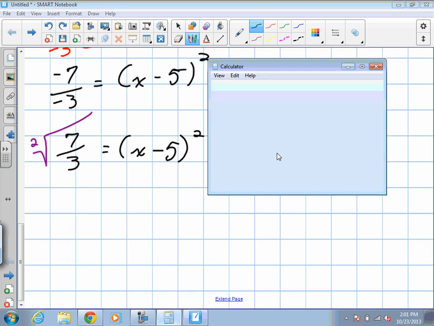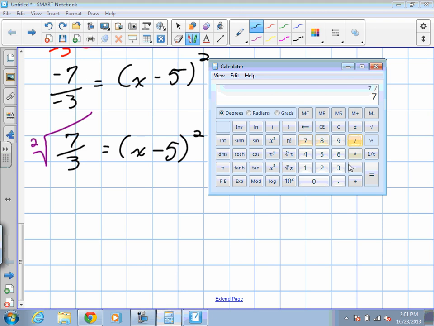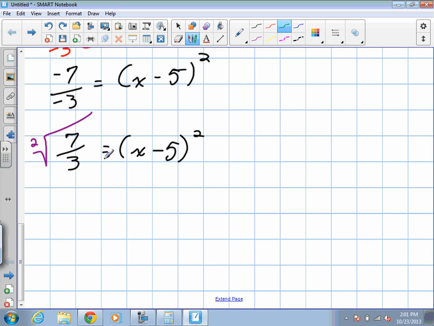7 divided by 3, okay? And I'm going to find the square root of that, all in one step in my calculator. 1.52. Yeah, okay, we'll round it to 1.53. So it's approximately 1.53. We got rid of the root because we moved it to the other side with a square root. And it's x minus 5.